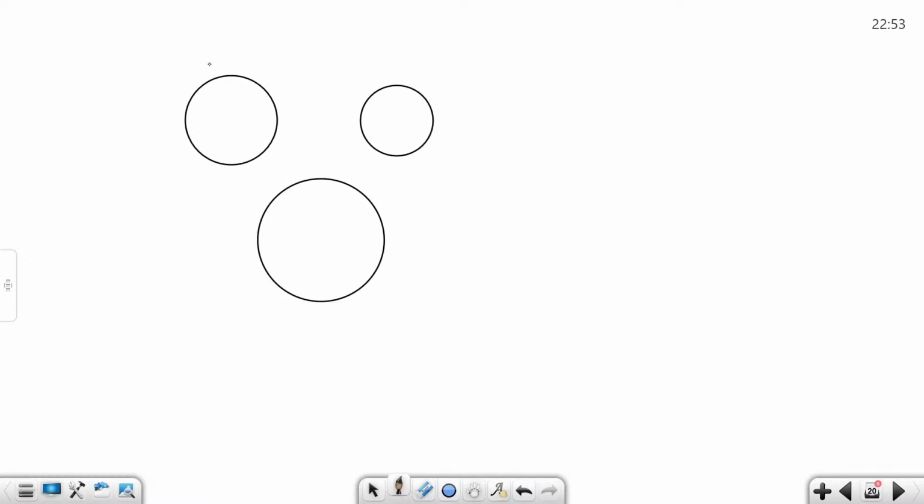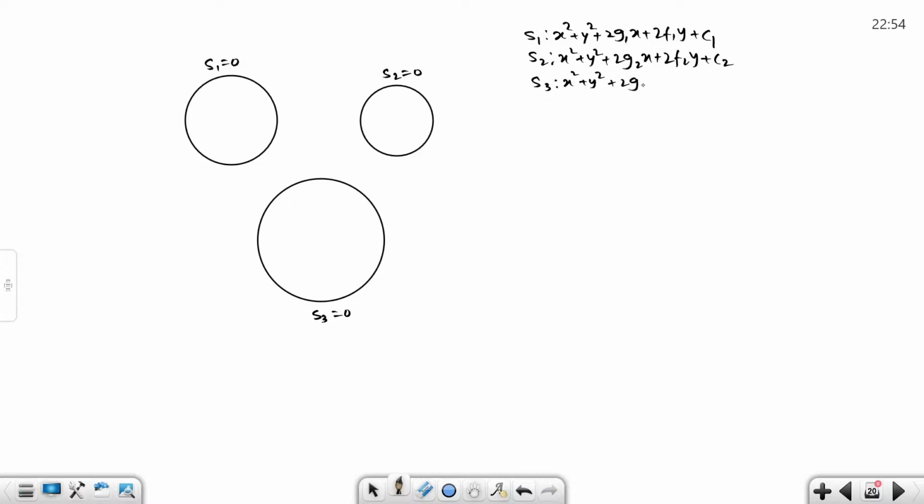The equation of the first circle is S1 equals to 0, where S1 is the second one is S2 equals to 0, where S2 is and this is our S3 equals to 0. The third circle is clear. Now what is our task?